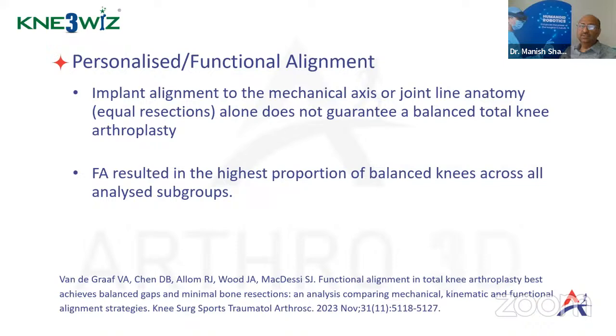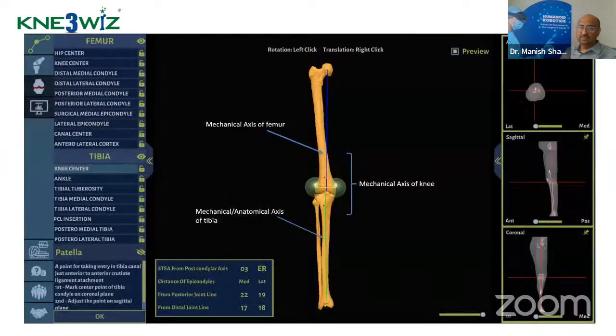Thus was born the personalized or functional alignment. Implant alignment to the mechanical axis and to the joint line anatomy with a balanced total knee. Besides getting the mechanical axis within plus or minus 5 degrees, ensuring that the joint line is parallel to the ground during the gait phase, and ensuring that the knee remains completely balanced.